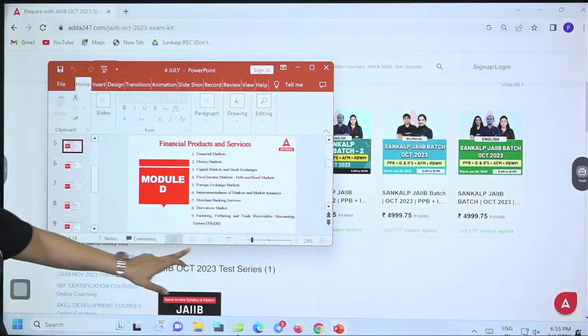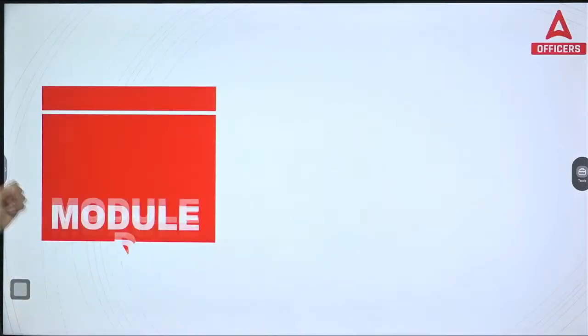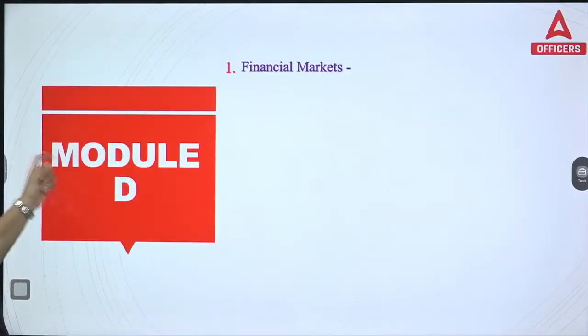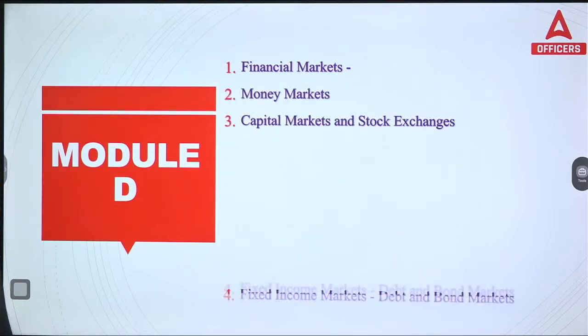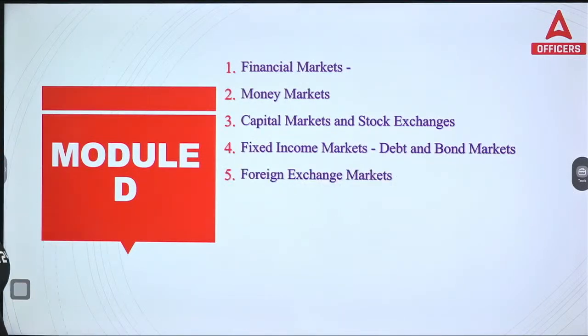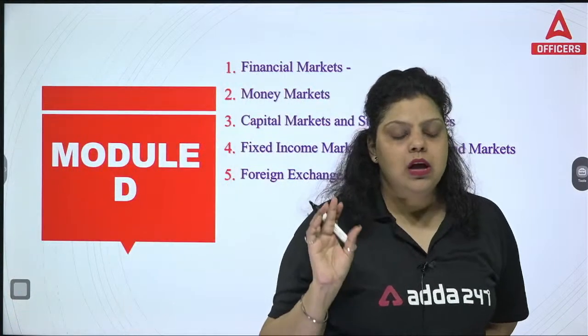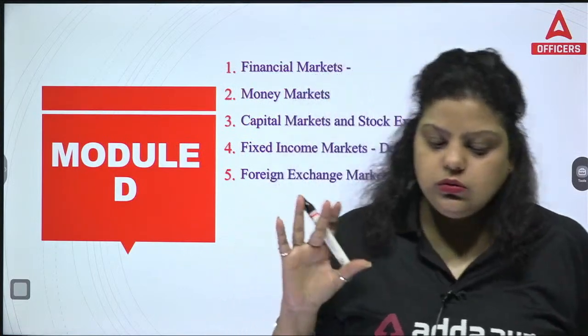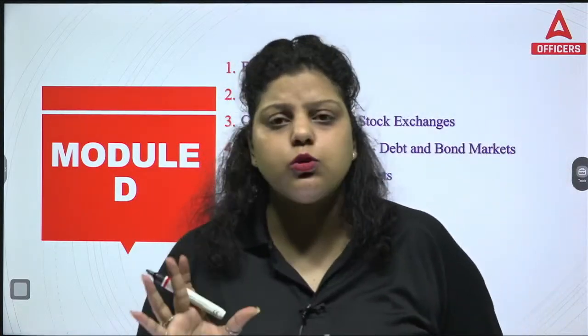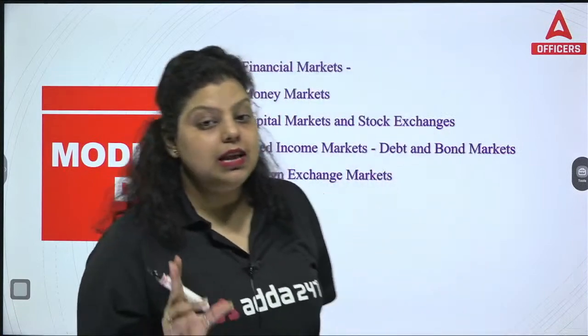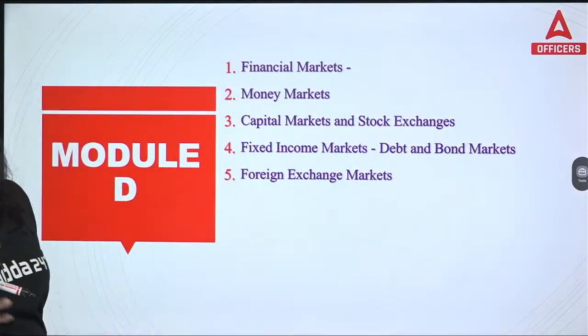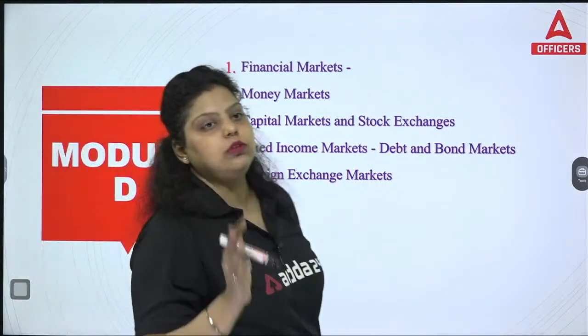Module D is the biggest module. It has a lot of topics. So you can see financial market, money market, capital market, fixed income market, foreign exchange market. These are the most important chapters. From these chapters, around 8 to 10 questions can be there. And I am talking on the basis of the key takeaways of the May 2023 paper.